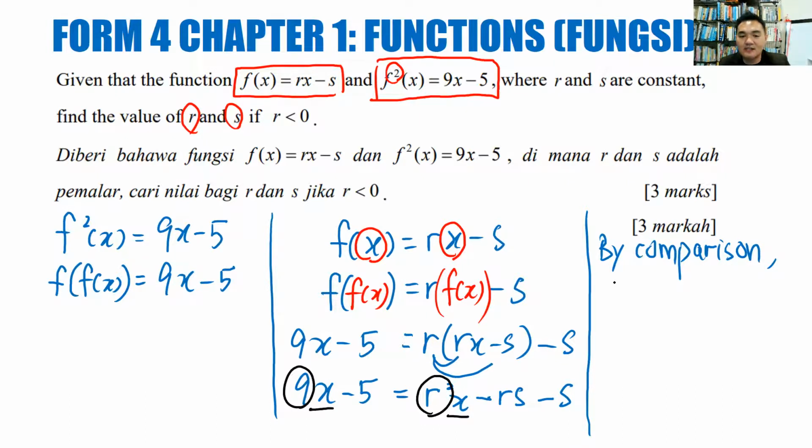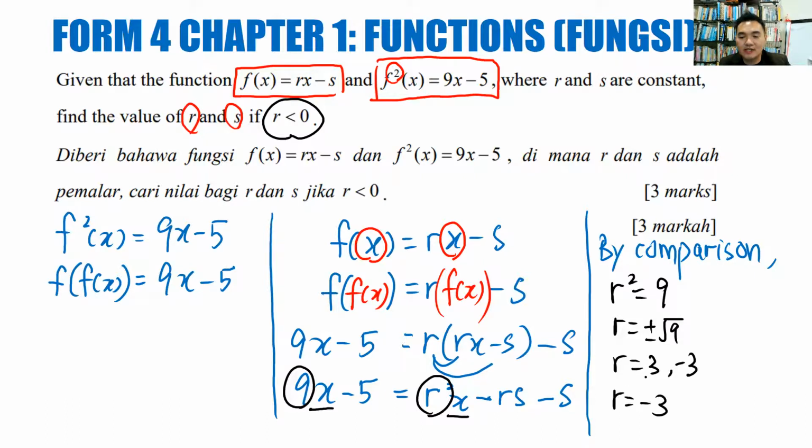By comparison, your r squared equals 9. r equals positive or negative square root of 9, and r equals positive 3 or negative 3. And they say r is less than 0. Oh, r is less than 0. So this one should be negative 3 and this one is rejected since they want less than 0. Okay, not possible. You can say that.